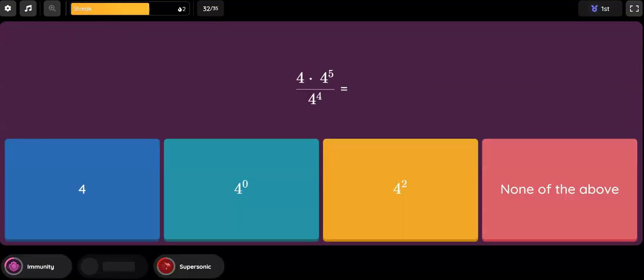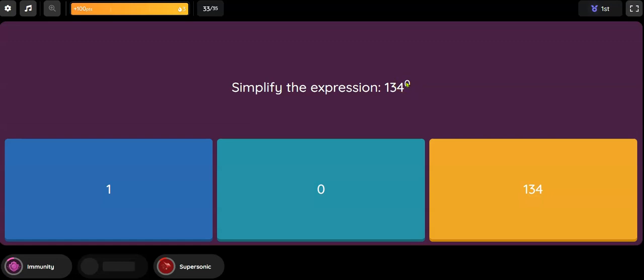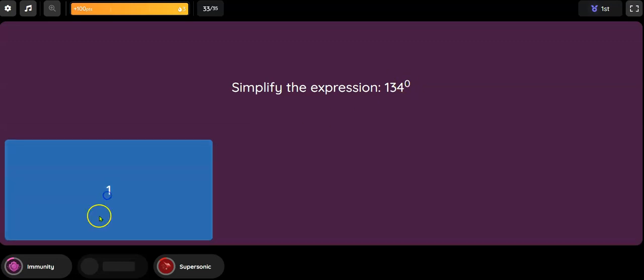Simplify the numerator by adding the exponents. Then simplify the fraction by subtracting. 4 squared is the final answer. Anything raised to the 0 power is 1.